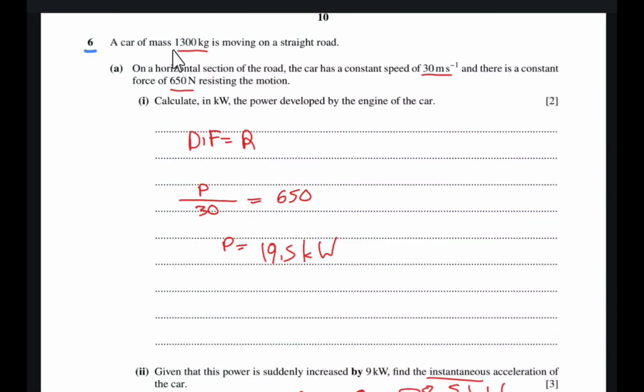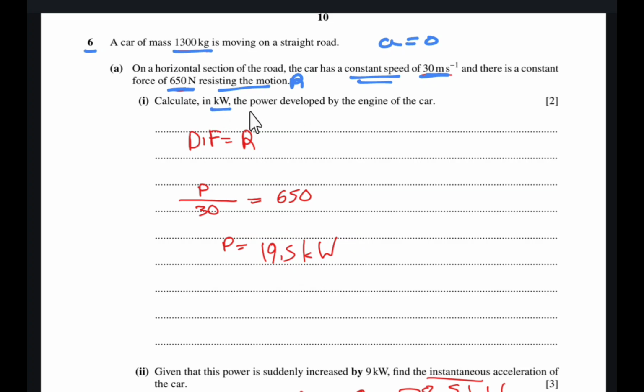Question number 6. A car has a mass of 1300 kg and is moving on a straight road. On the horizontal section of the road, the car has a constant speed of 30 meters per second. Since the car is moving at a constant speed, acceleration is 0, so the driving force is equal to the resistive force, and there is a constant force of 650 Newton resisting the motion, that is the resistive force R.